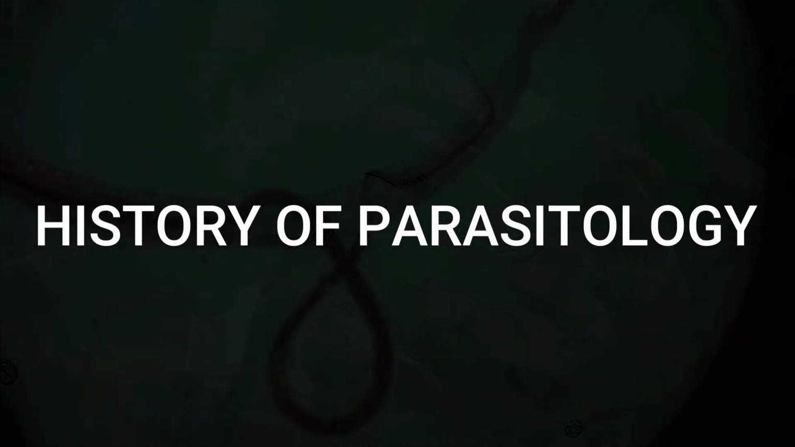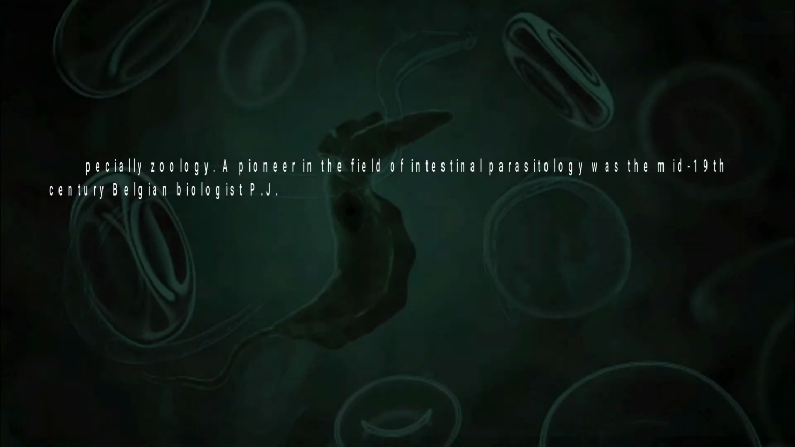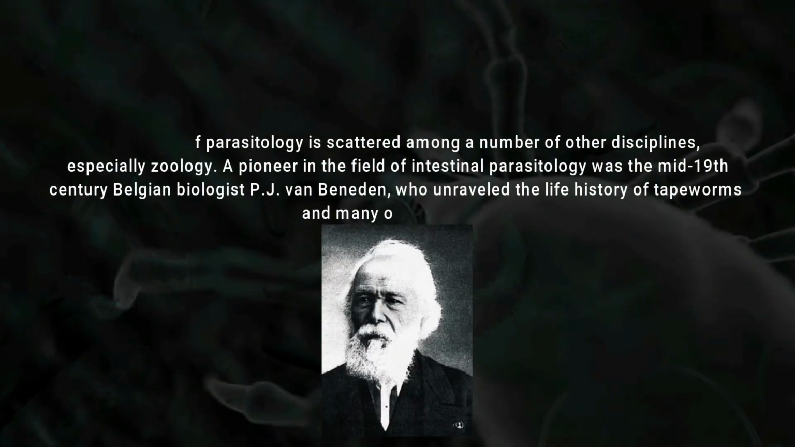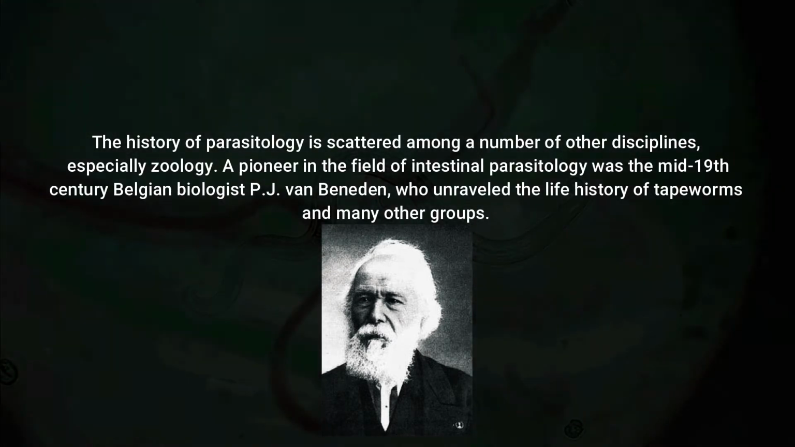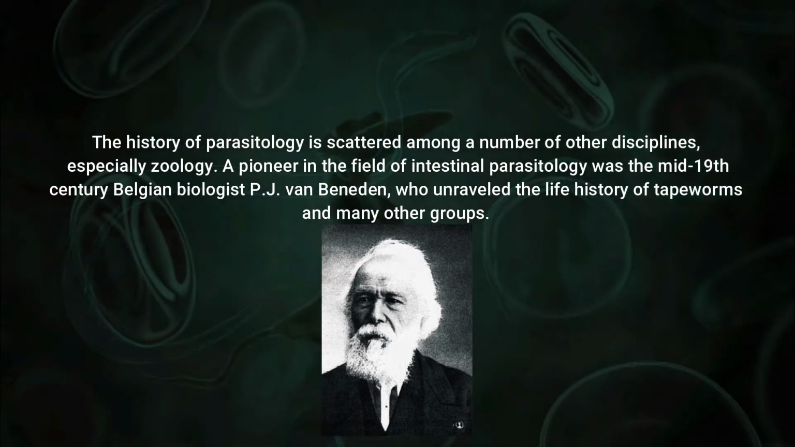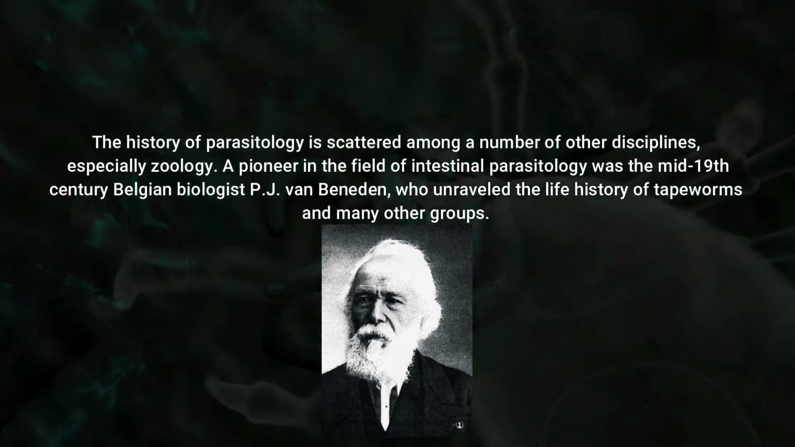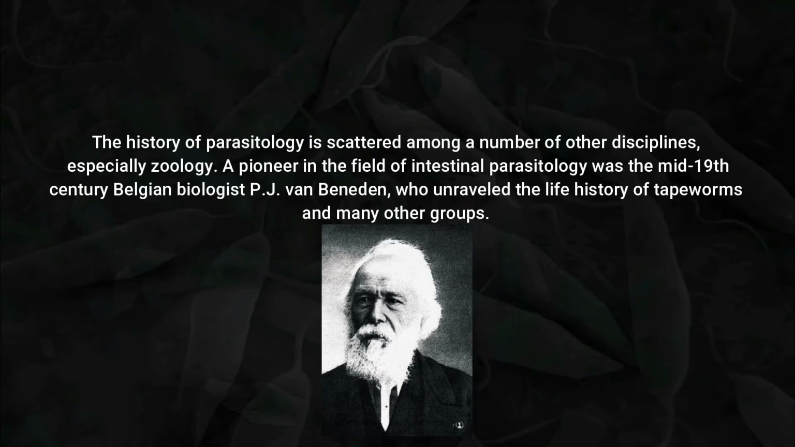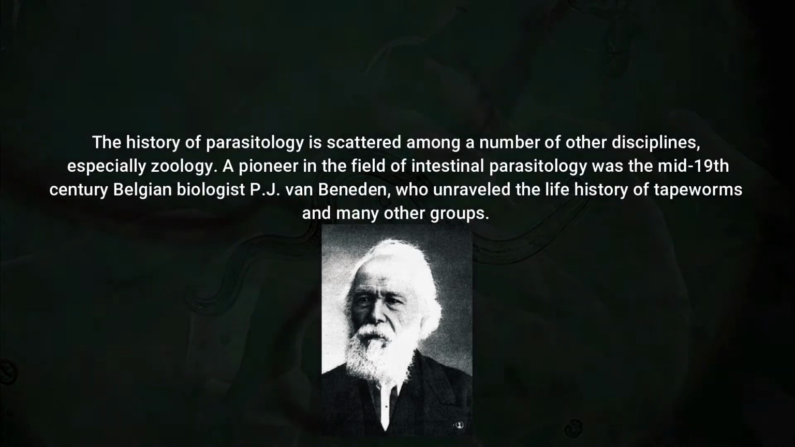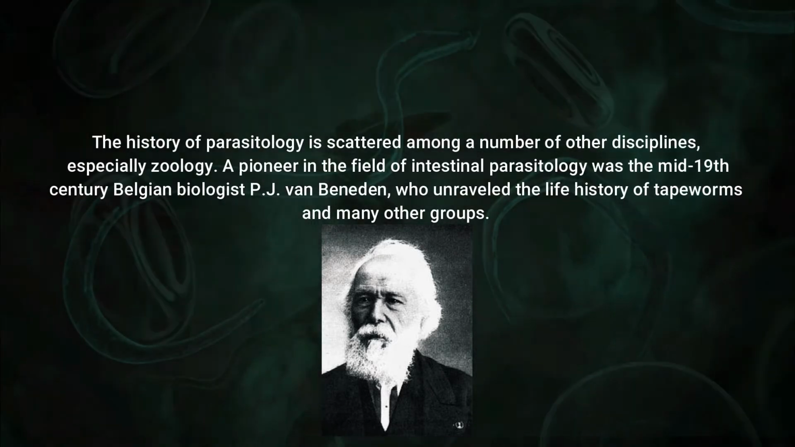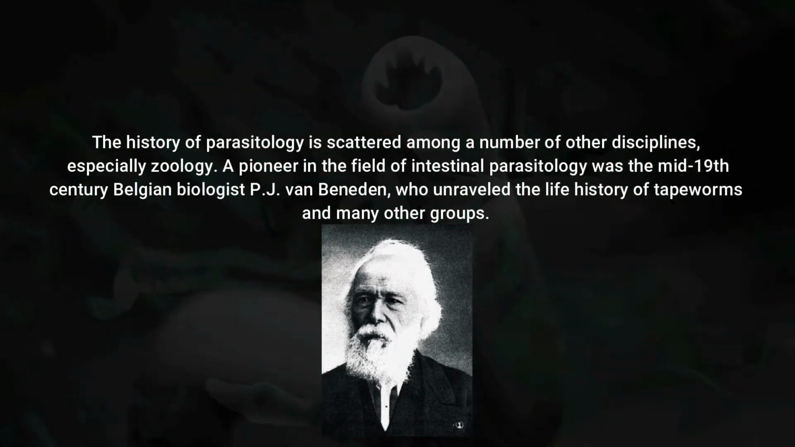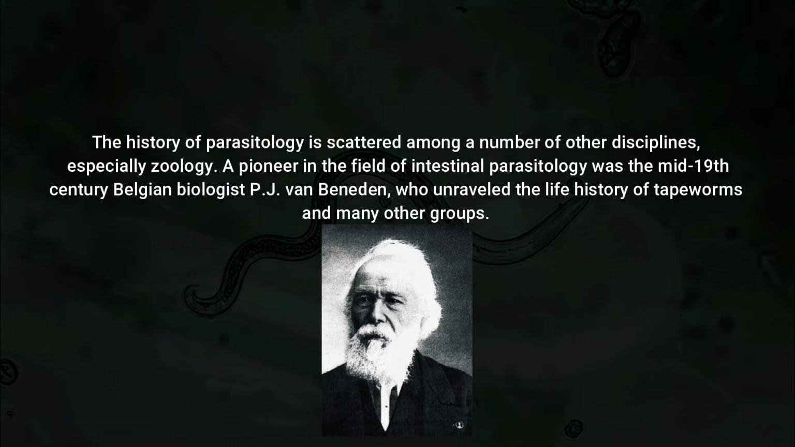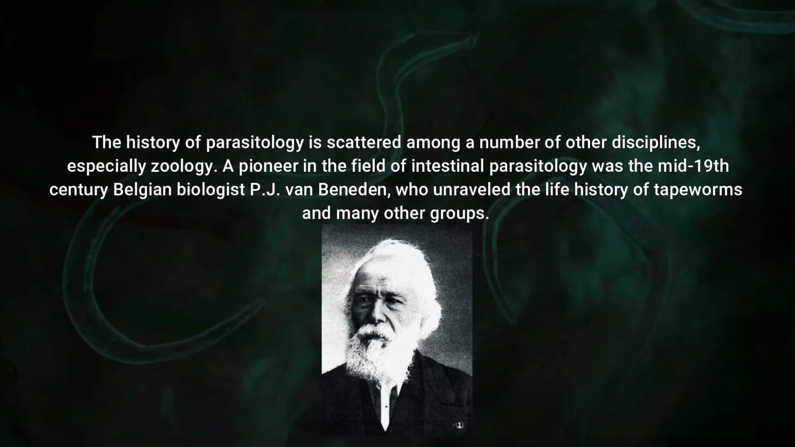The history of parasitology is scattered among a number of other disciplines, especially zoology. Many highly evolved parasites remained essentially unknown or misunderstood until the advent of the microscope in the mid-17th century. A pioneer in the field of intestinal parasitology was the mid-19th century Belgian biologist P.G. van Beneden, who unveiled the life history of tapeworms and many other groups.